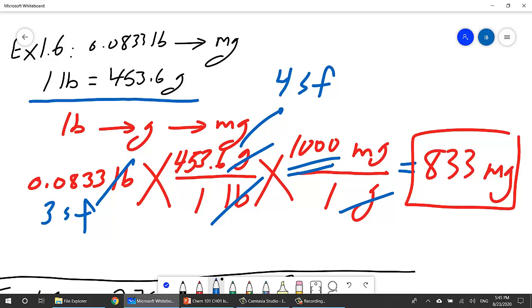So the battle is between 4 or 3 here. Of course, this is multiplication, so we go with the lowest number of significant figures, and therefore the final answer should have only 3 significant figures, 83.3 milligrams. So we wrote this in the correct way.